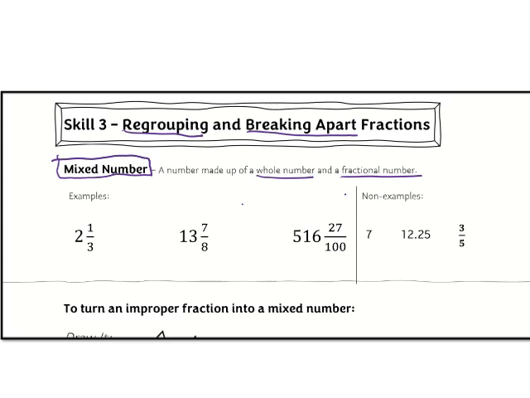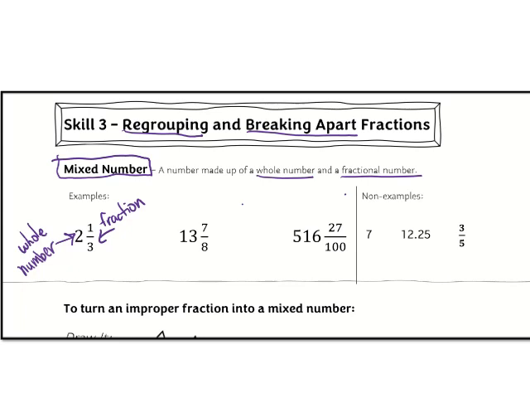Let's look at some examples so we are all clear on what a mixed number is. Our first example here is 2 1/3. The 2 is our whole number, and the 1/3 is our fraction. 2 1/3 is made up of a whole number and a fraction, so it's a mixed number.